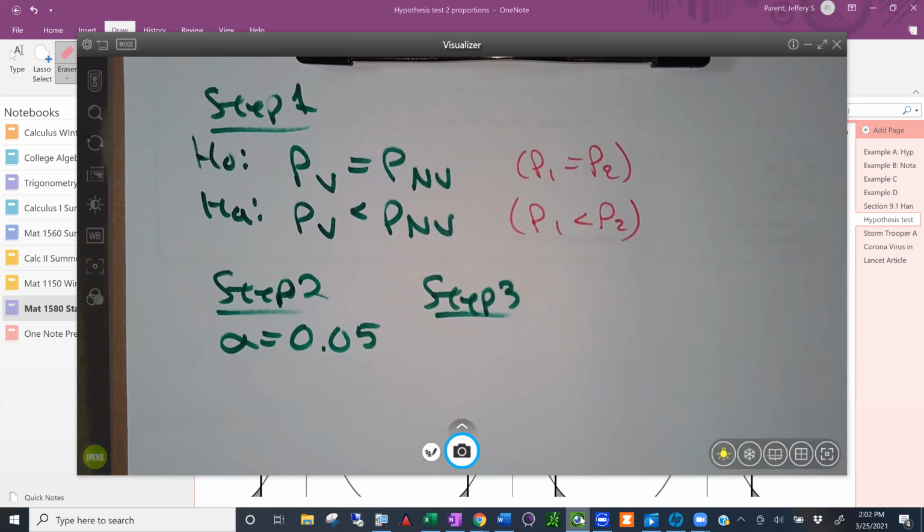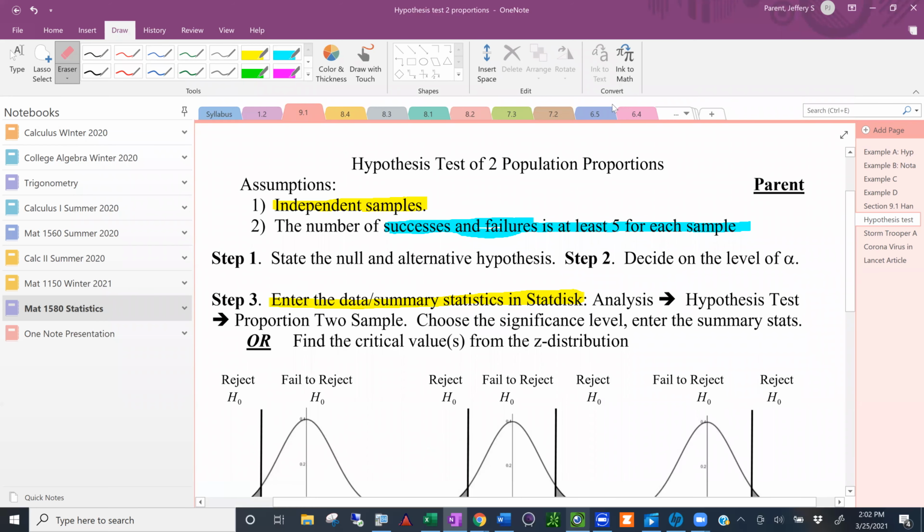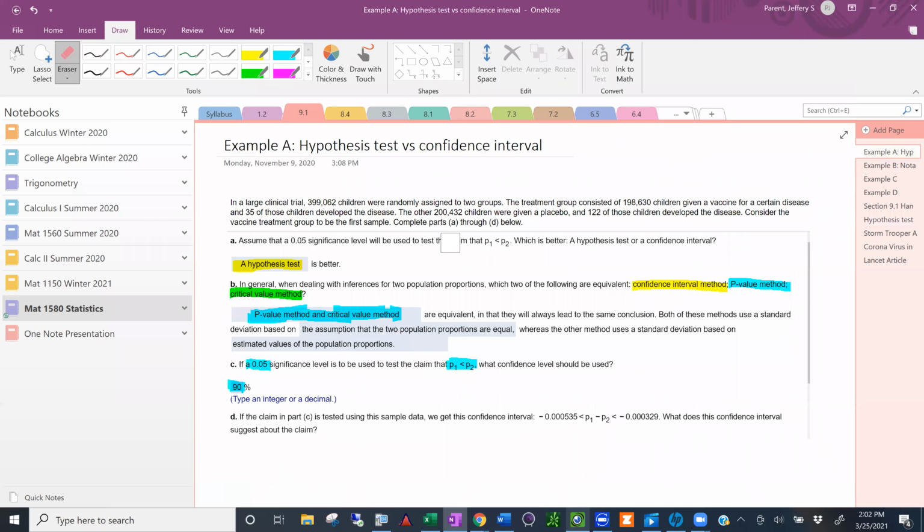For step 3, we're going to need to enter in some data. So let's take stock of all the different pieces of data that we need here. And let me go back up to example A. So we've got 2 groups worth of data. We've got 198,630 children given the vaccine. 35 of them got sick. So that's your X1 is 35, N1, 198,630.